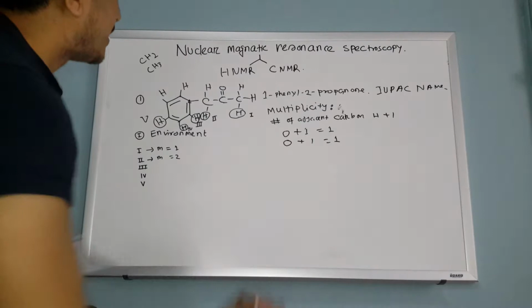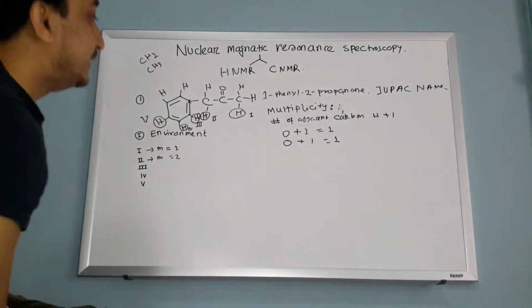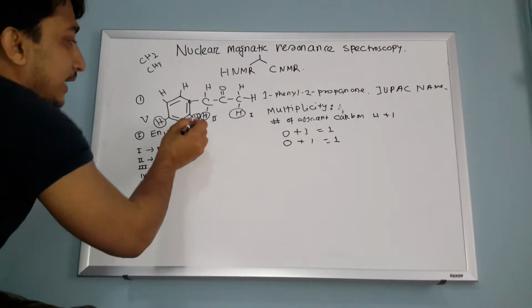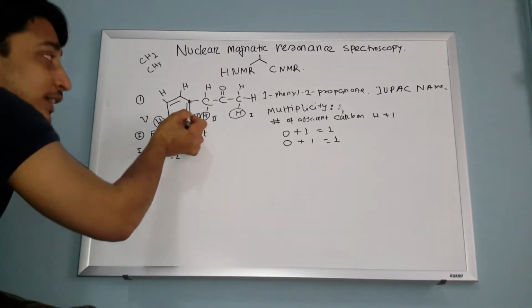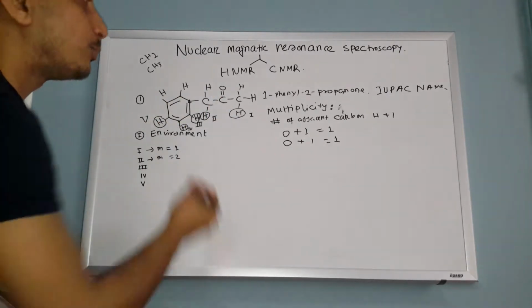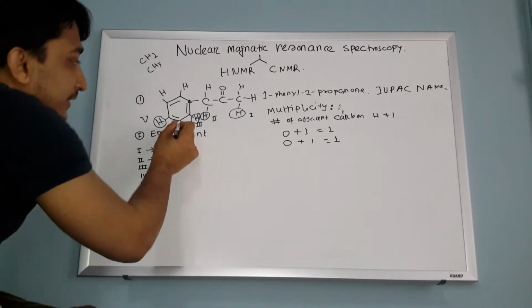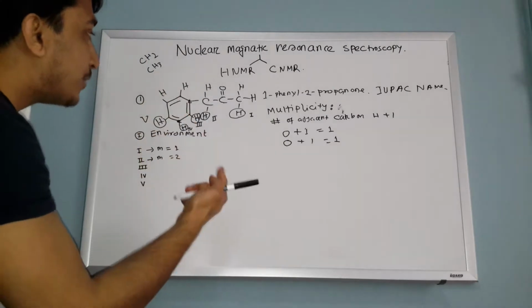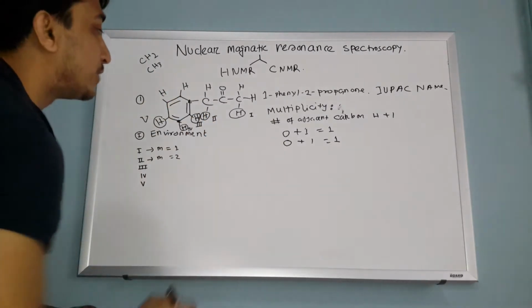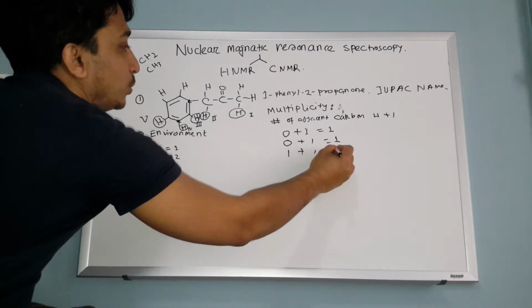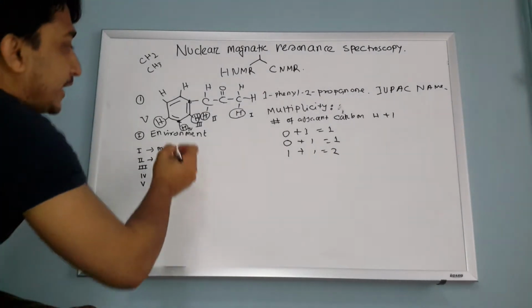Right now environment number 3. This hydrogen is connected with this carbon. This hydrogen carbon is connected with how many carbon? 2 carbon. This carbon and this carbon. This carbon has how many hydrogen? 1 hydrogen, and this carbon has no hydrogen. So that's why this is 1 plus 1 is equal to 2 multiplicity. Go to the next one.